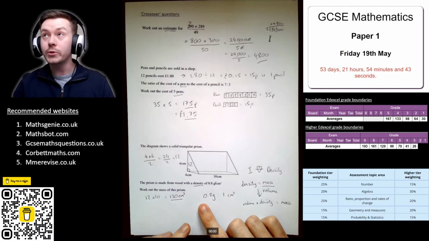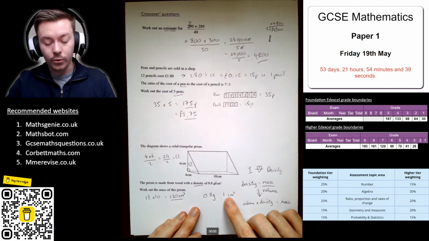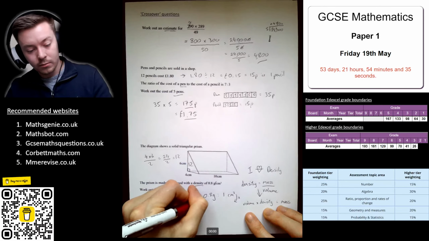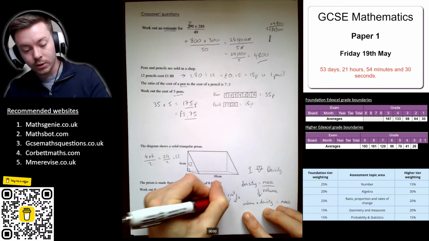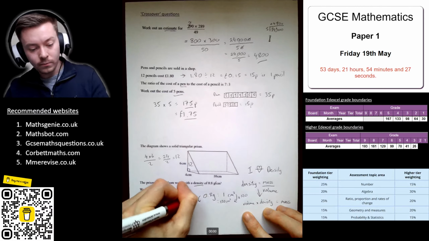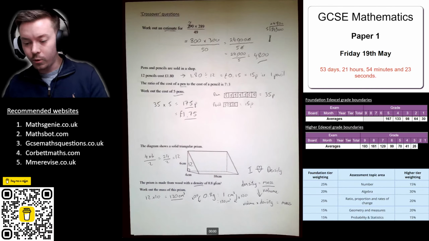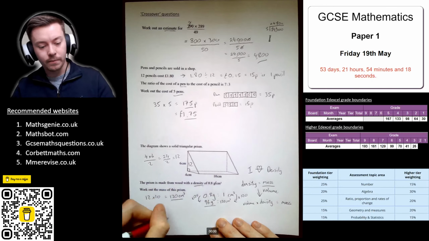Now the benefit of writing it out in this way, 0.8 grams to 1 centimetre cubed, is that all I've got to do is times both sides by 120, because I need to get 120 centimetres cubed. 0.8 times 120 is 96 grams, and that's my answer.